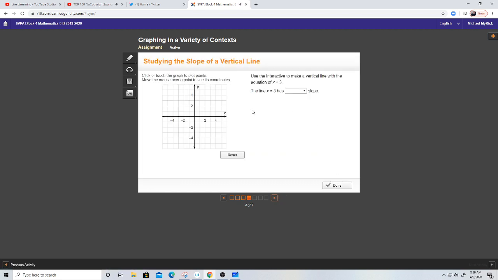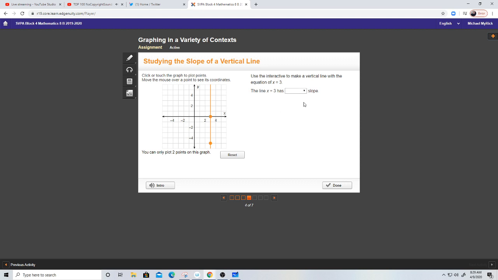Can you graph a vertical line? You bet! Use the interactive to make a vertical line with the equation x equals 3. So look, x, 1, 2, 3. So why not just put it there? And then anywhere, it's a vertical line, right? Yeah, that's good. So then we made it.